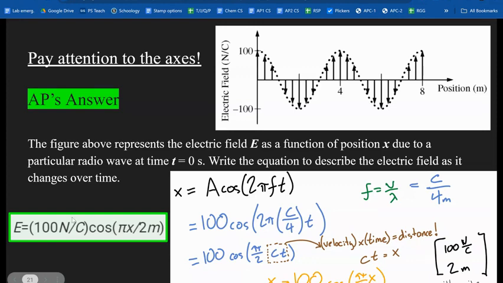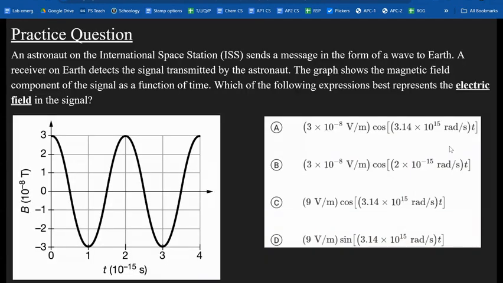So they're including their units of newtons per coulomb in the electric field, and they're including their units of meters in pi x over 2 as being their thing here. I don't like that they did this. That's the only question that I've really seen them do it, but just be aware that it's a possibility for what they could throw at you. I don't think it's a likely possibility, but it's a possibility.